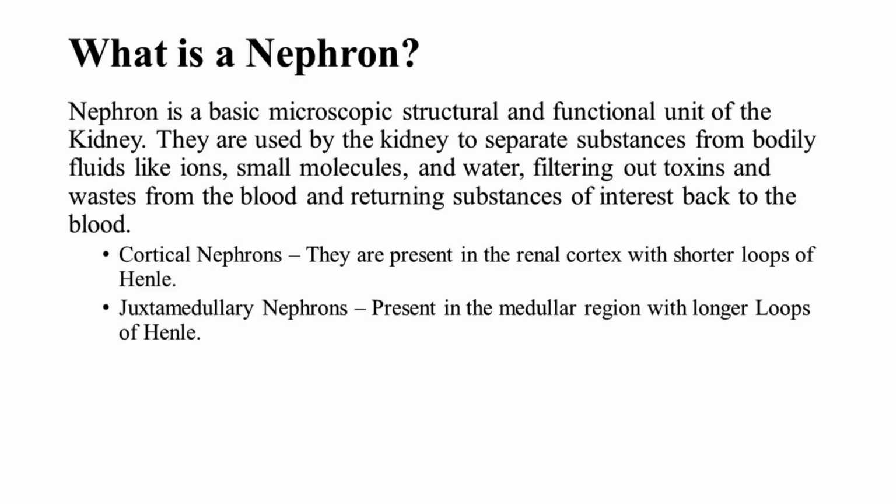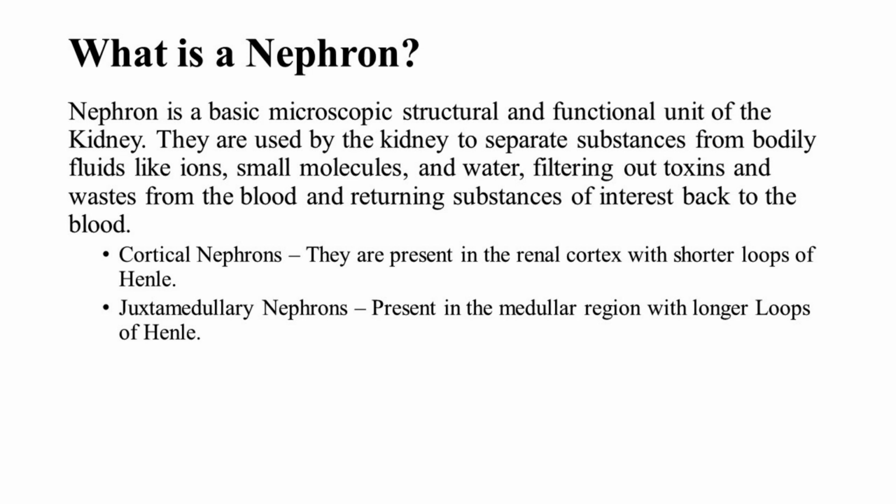What is a nephron? Nephron is a basic microscopic structural and functional unit of the kidney. They are used by the kidney to separate substances from bodily fluids like ions, small molecules, and water, filtering out toxins and wastes from the blood and returning substances of interest back to the blood.